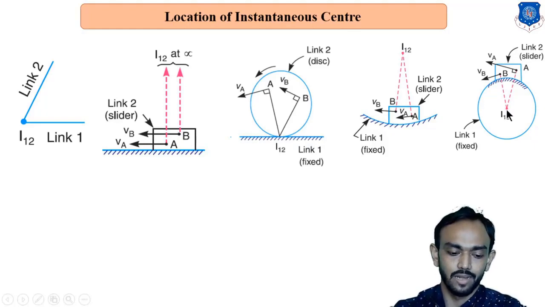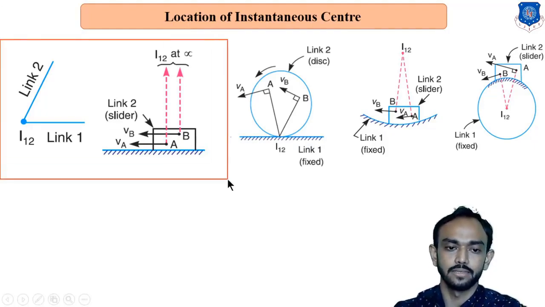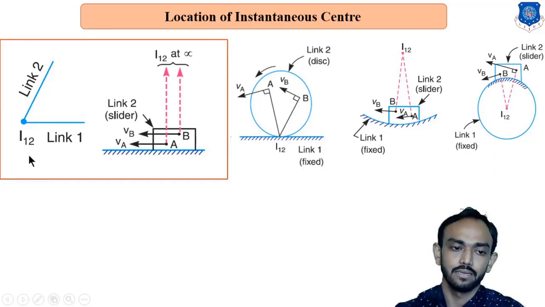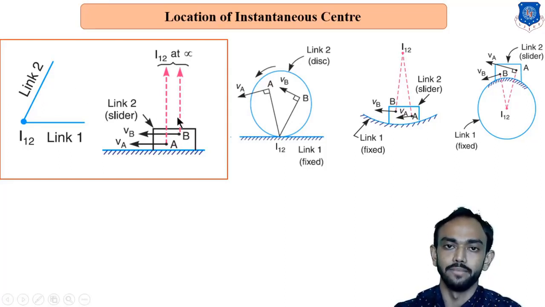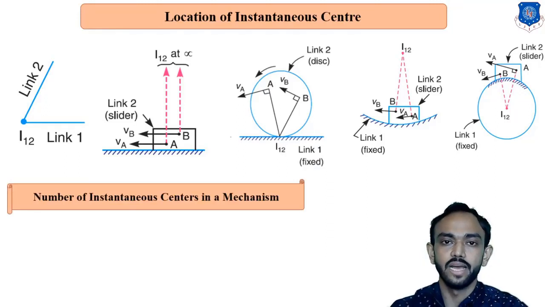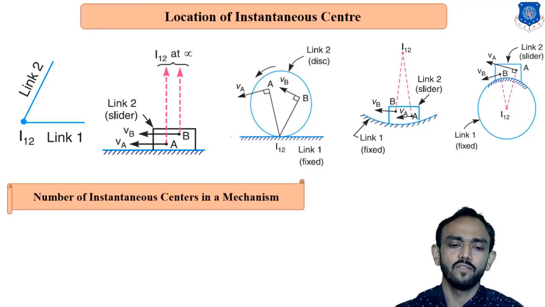Okay, that's it. But out of these, these two types are very useful, because in our mechanisms there are points where links are connected, so we will use these two types of location: slider and link.